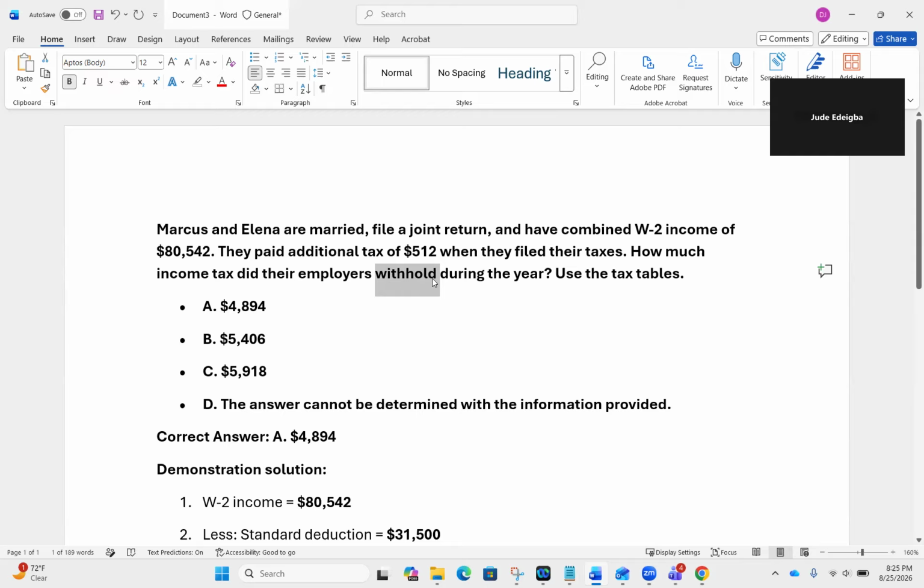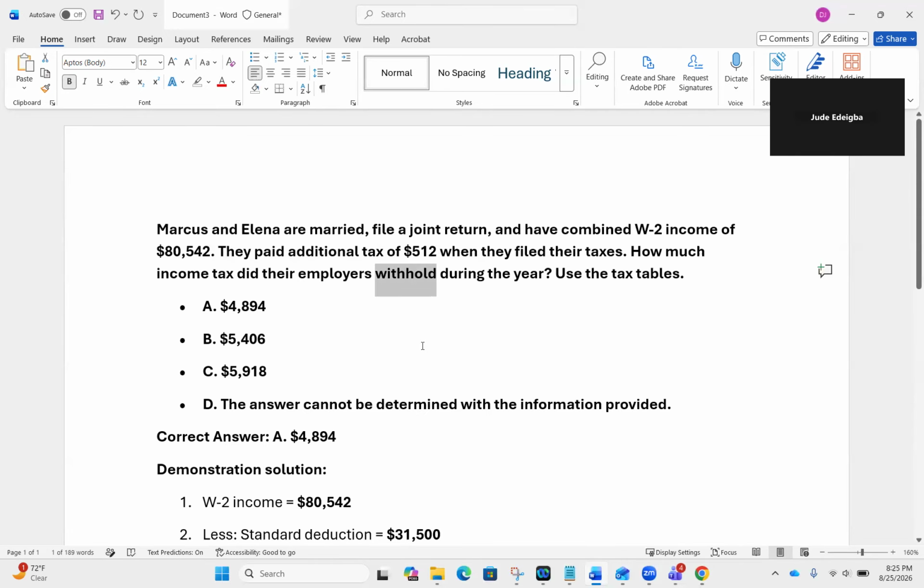And then if your withholding is not enough to cover your entire tax liability, then you will be required to pay additional tax, which in this case for Marcus and Elena, they have to pay additional tax of $512. If your withholding exceeds or is more than your tax liability, then you will get a tax refund in that case. Let's put it simple in that form, okay?